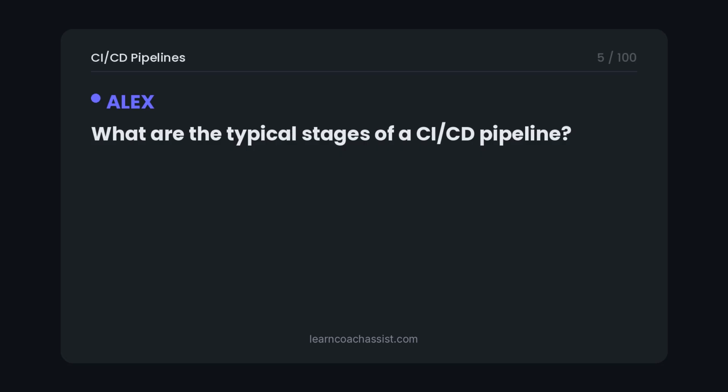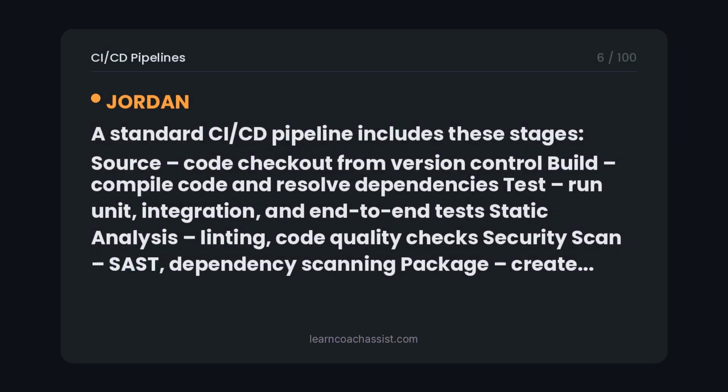What are the typical stages of a CI/CD pipeline? A standard CI/CD pipeline includes these stages: source, code checkout from version control; build, compile code and resolve dependencies; test, run unit, integration, and end-to-end tests; static analysis, linting, code quality check; security scan, SAST, dependency scanning; package, create deployable artifacts; deploy, push to staging or production; release, make available to users.